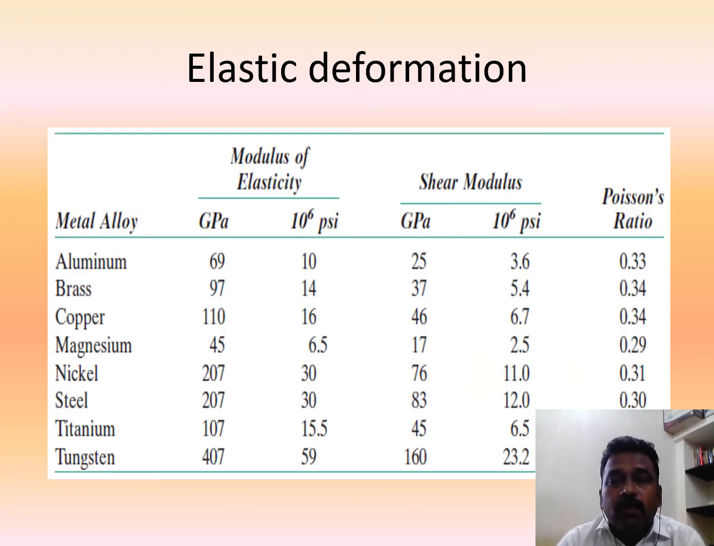And then you can see, for some metal alloys, the modulus of elasticity in terms of pascals, in SI units, and also in British units. Of these metal alloys, the lowest modulus of elasticity is magnesium, at 45 gigapascals, whereas tungsten has the highest, at 407 gigapascals. And then the shear modulus and the Poisson ratio. We'll come to the Poisson ratio later.